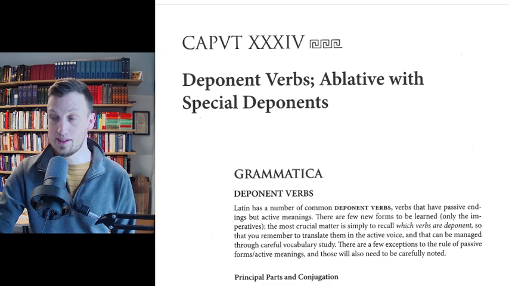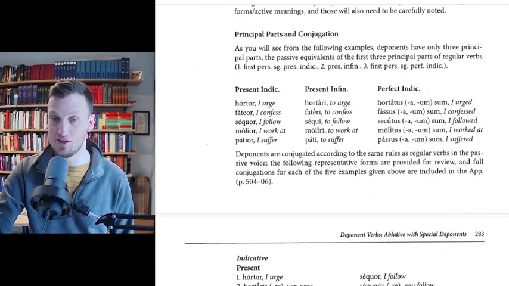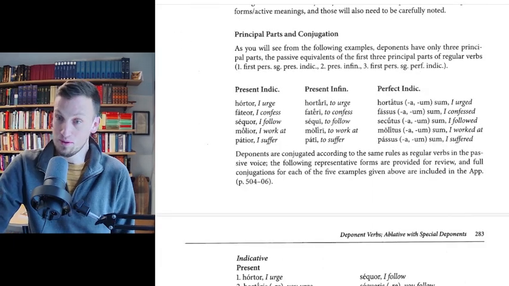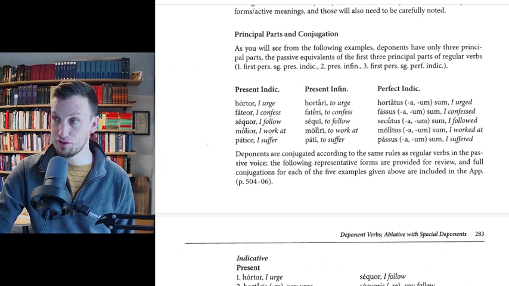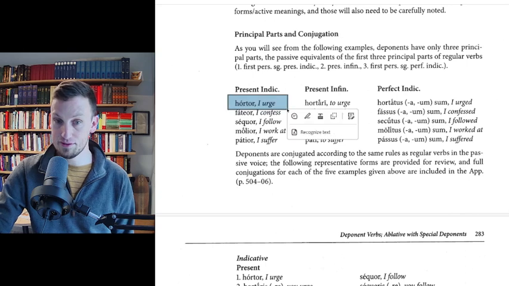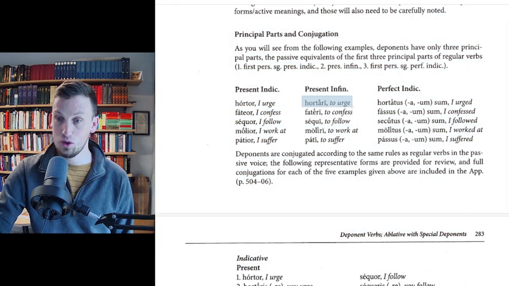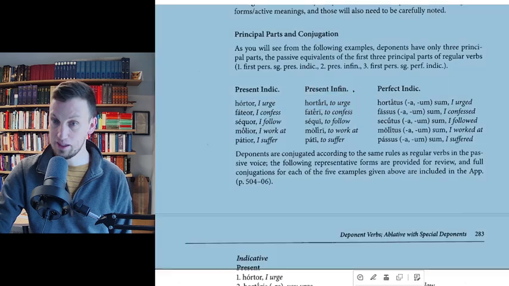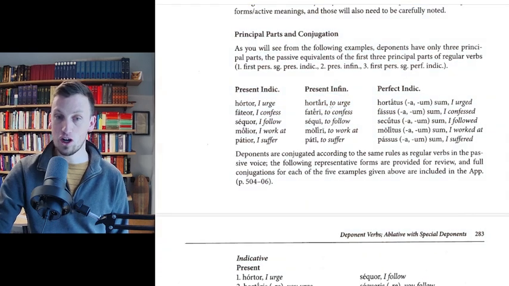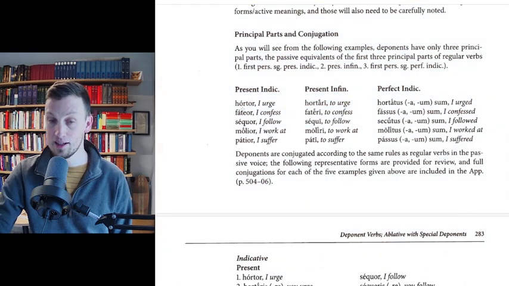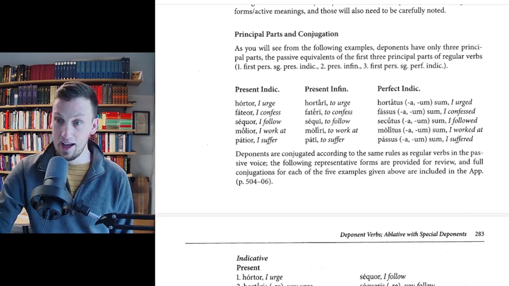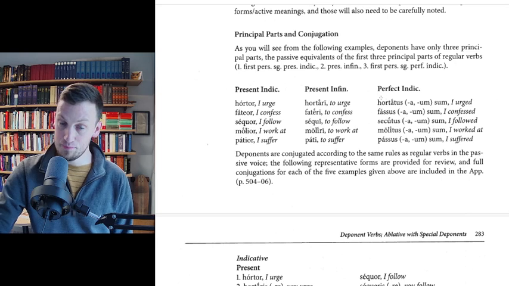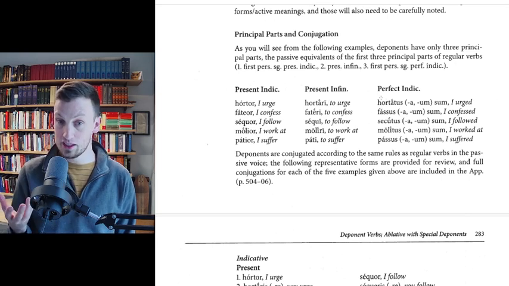Now, you have to get used to seeing the three principal parts, and there's a slight quirk there, I suppose. The three principal parts of a deponent verb are going to have, of course, your first person singular passive, and then your passive infinitive, which is exactly what you'd expect. It's the functional equivalent of the principal parts as found in a normal verb. This is also true of the third principal part. The third principal part is usually your perfect, right? Your first person singular perfect.